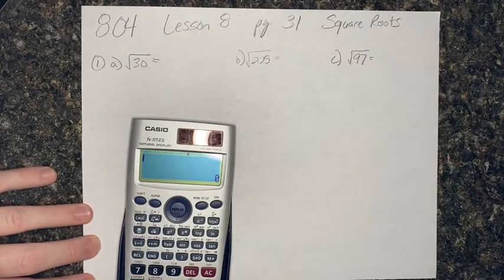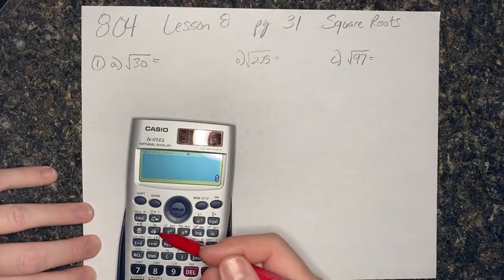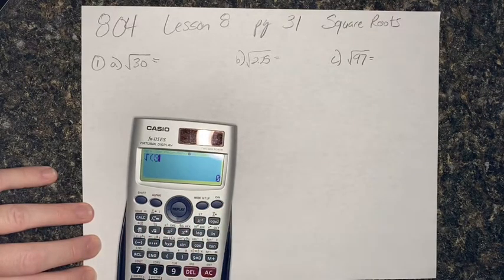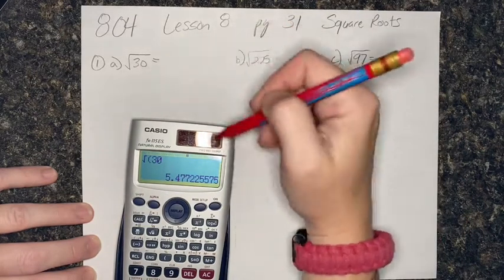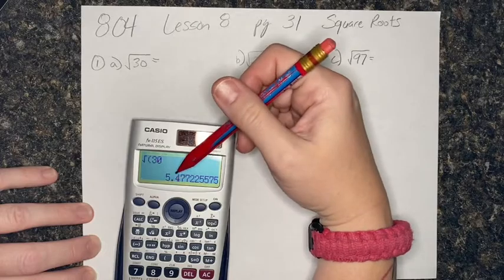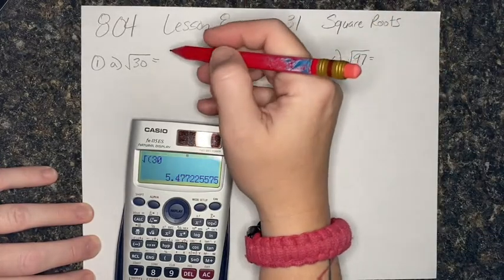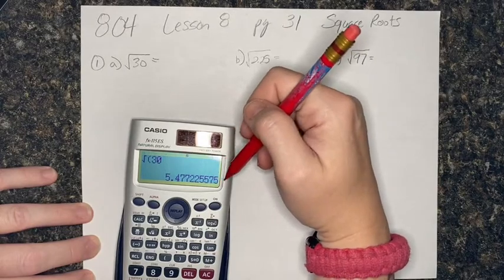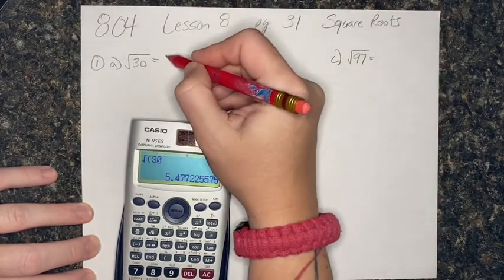Now, to find the square root of 30, I'm going to push my square root button, which is right here, and I'm going to put in 30 and then hit equals. Well, my square root of 30 is 5.477225575. I don't know, maybe it goes on. Sometimes calculators have the dots that tell you it does.